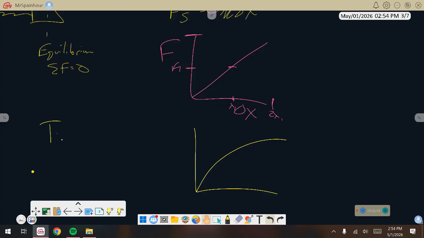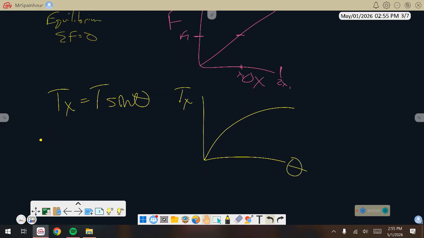Yes? Because tension in the x is equal to T sine theta. This is tension in the x, where this is theta. So is it going to straight up be simple harmonic? No. Which feels dumb that I would present all of this to you and then go, that's not simple harmonic, so let's talk about this. Let's just pretend. What would it need to be so that it was simple harmonic?